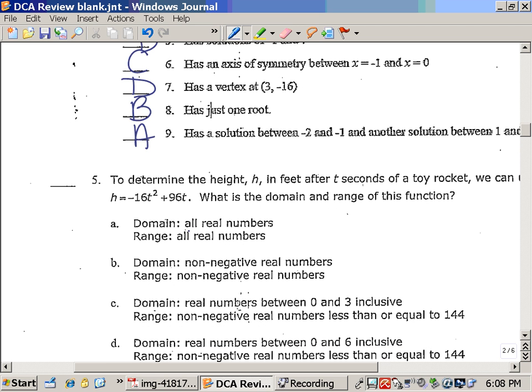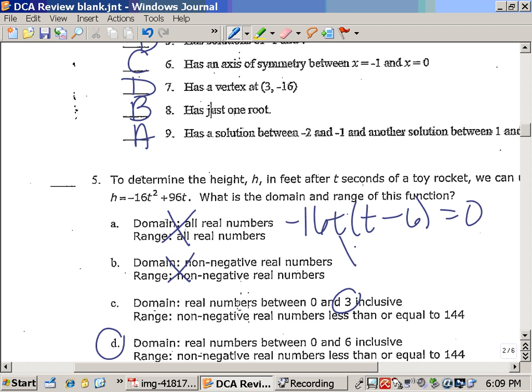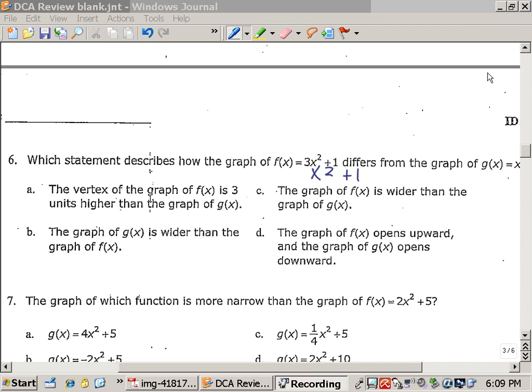On number 5, A was not, B was not. C, this 3 right here, is the axis of symmetry, and the correct answer is D. If you take a greatest common factor out, this is what you get. This T gives me a 0, this one gives me a 6, so it hits the ground after 6 seconds. Okay, continuing on, number 6.